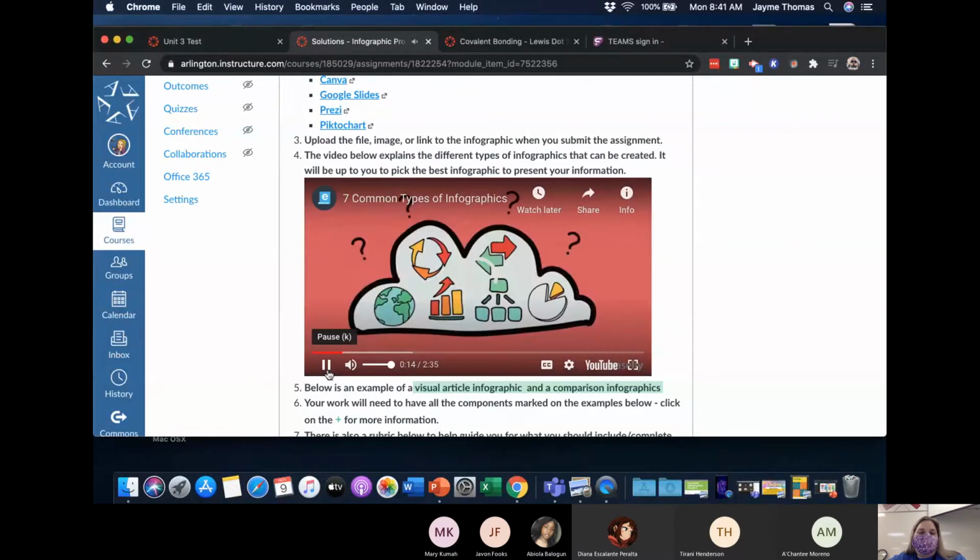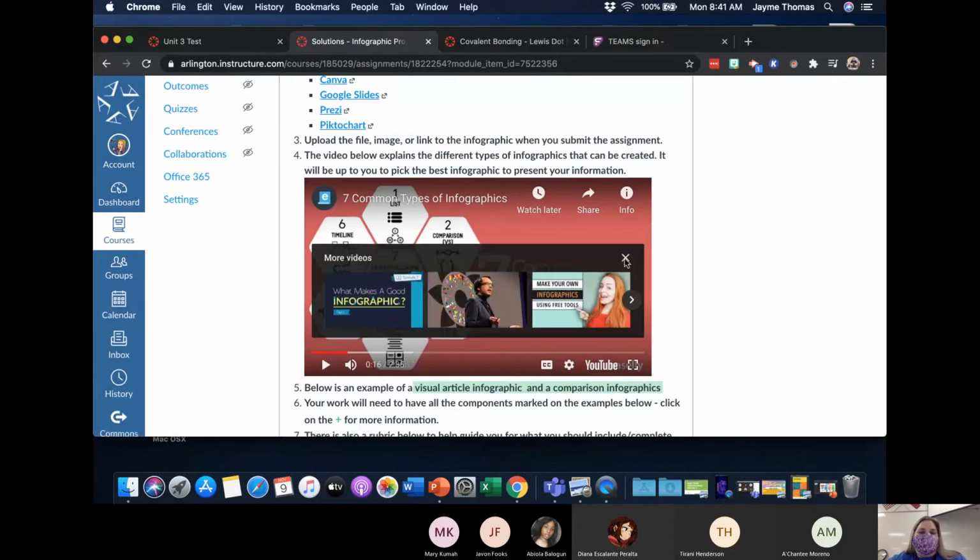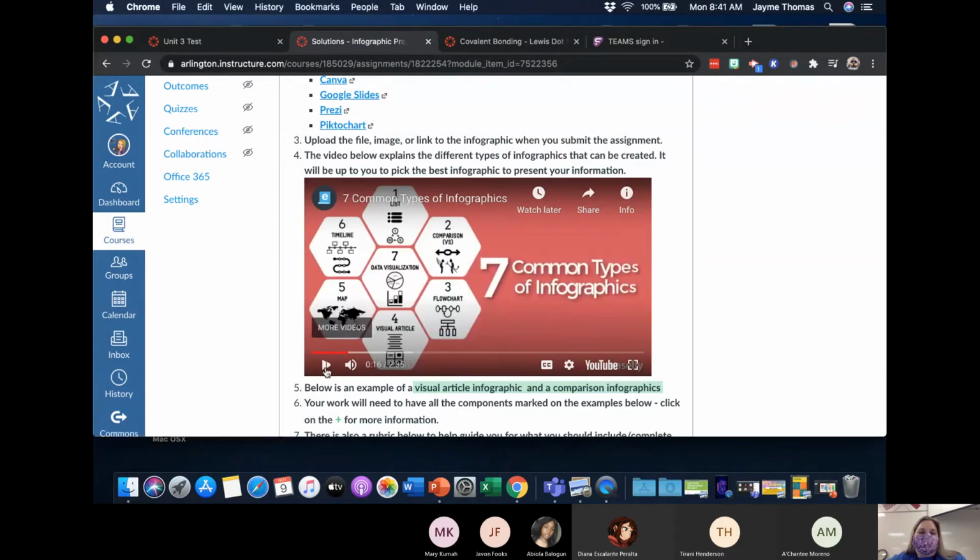As you think about your infographic design, these 7 that are on here are kind of common forms. Now, these are not all of the forms, but you have a list, a comparison, so a versus, if you're comparing 2 or 3 different things maybe, a flow chart, a visual article, a map, a timeline, and a data visualization.